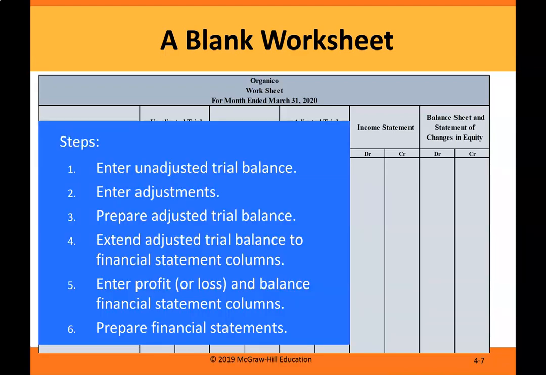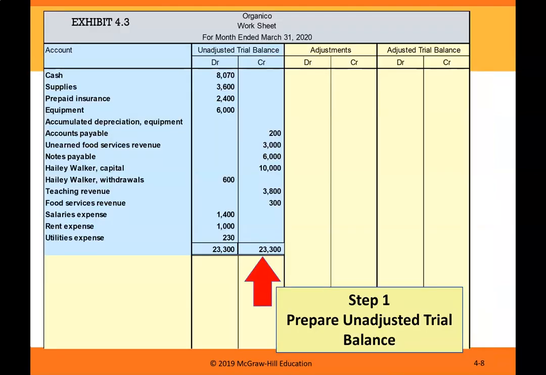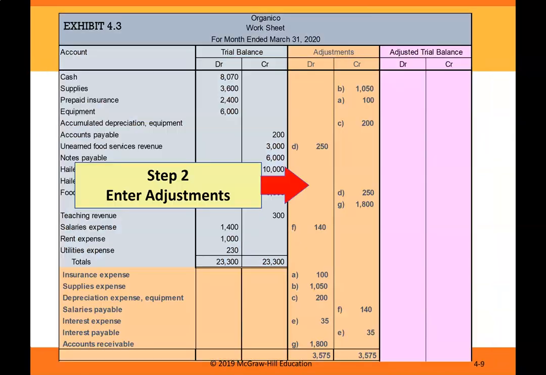Steps. 1. Enter unadjusted trial balance. 2. Enter adjustments. 3. Prepare adjusted trial balance. 4. Extend adjusted trial balance to financial statement columns. 5. Enter profit or loss and balance financial statement columns. 6. Prepare financial statements. Step 1. Prepare the unadjusted trial balance.